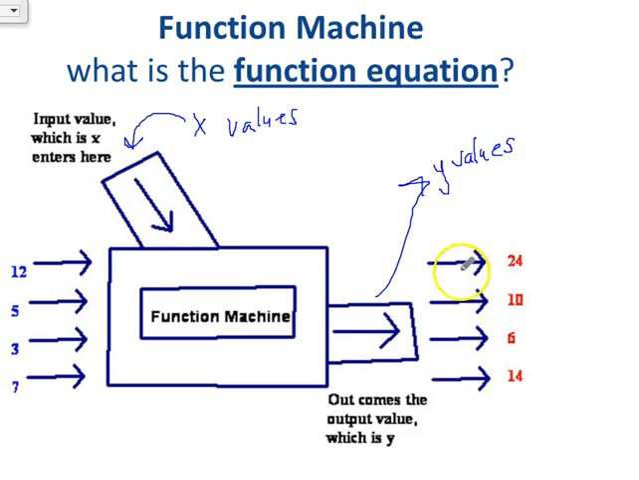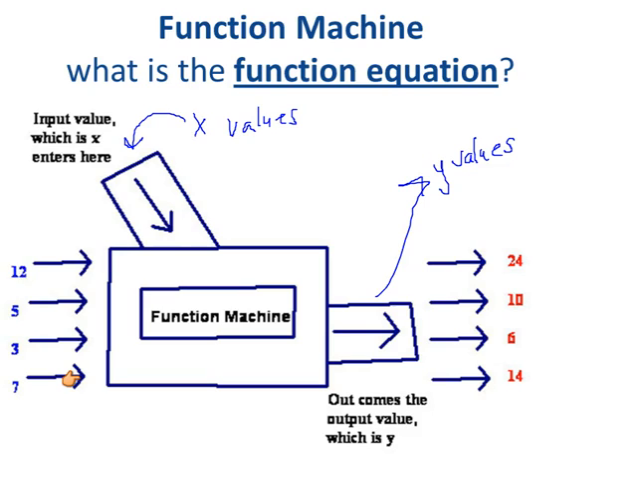But let's talk about a specific function here. Let's plug in the number 12, and then something is happening inside the machine and out pops 24. So think about how we can go from 12 to 24. Now we put 5 into the machine, and out pops 10. So think about how we can go from 5 to 10. We want the same pattern to go from 12 to 24. If we plug in input 3 and our output is 6, how did we go from 3 to 6? And lastly, if we put in 7 and out comes 14, how do we go from 7 to 14?